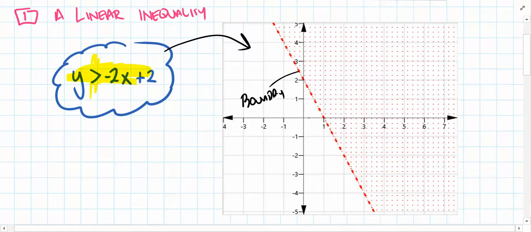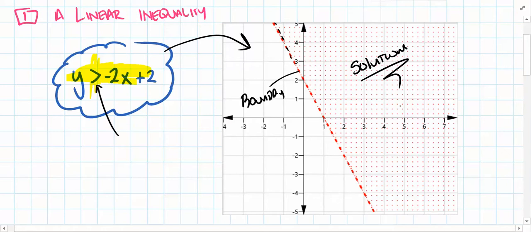And what it does, it cuts the plane in half into two parts, right? You'll notice that one side is darker than the other. That's because all the solutions to the inequality lie in the shaded region. And you'll notice that the graph is dashed here because my inequality is strictly a greater than.